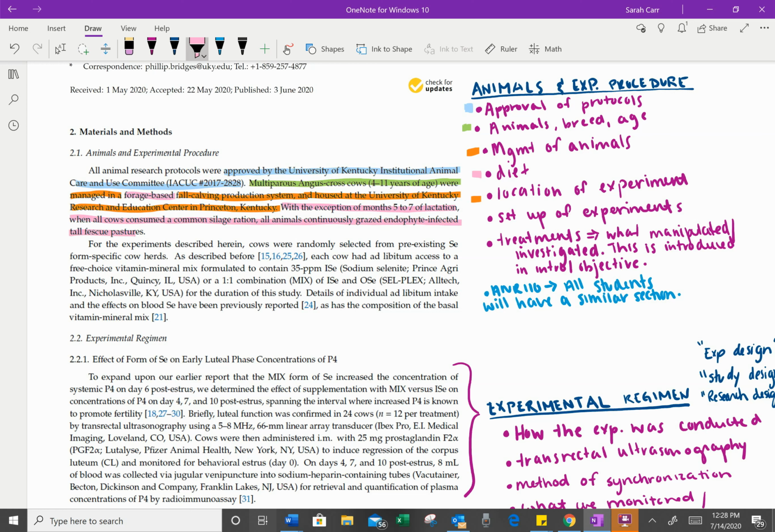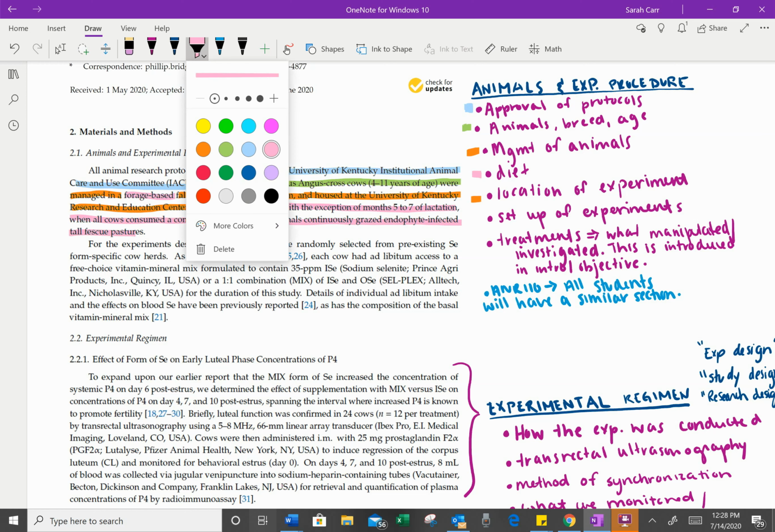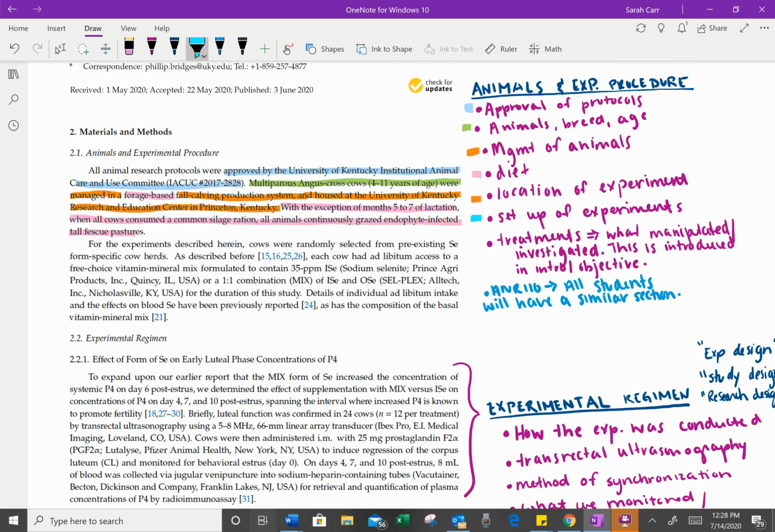And then I go into the setup of experiment. Let's make a completely new color for this. Light colors. Let's go with shiny blue. The setup of our experiment is we chose our cows from specific cow herds that we've already been using.